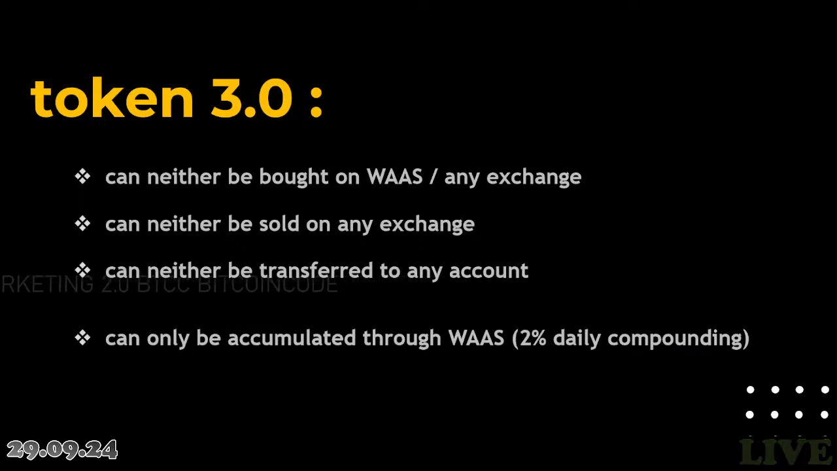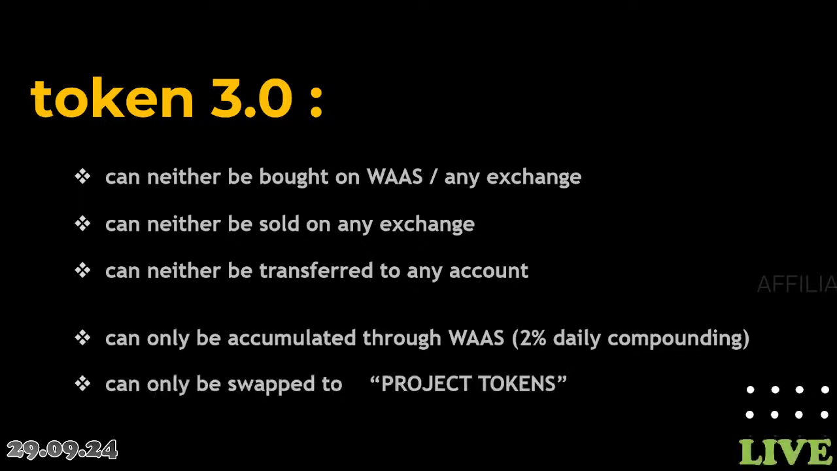Again, I'll repeat Chavez's words. You get affiliate commission, that is okay, but you will require token 3.0 for participation in allocations. And this can be accumulated only through WAAS, and that is through 2% daily compounding. The moment you buy the package, from the next 24 hours, you receive 2% of the compounded amount. This can only be swapped to project tokens.